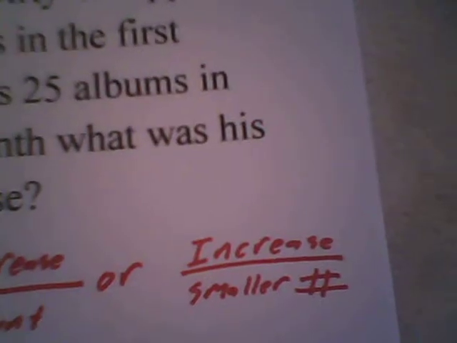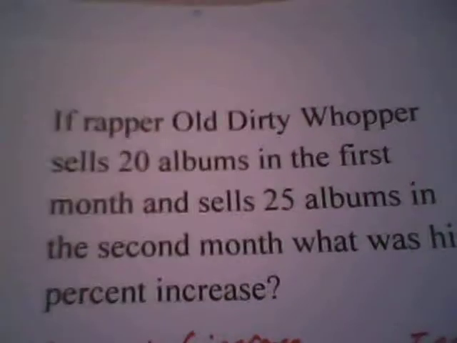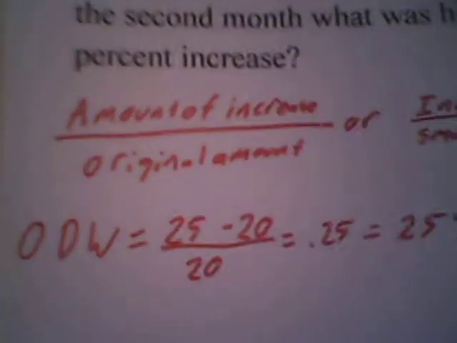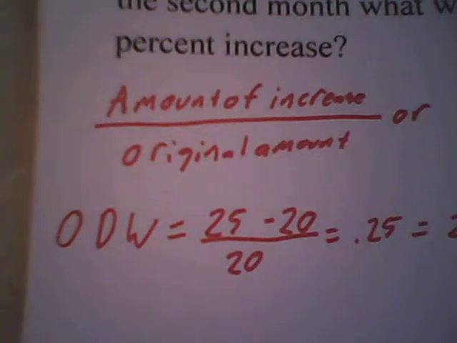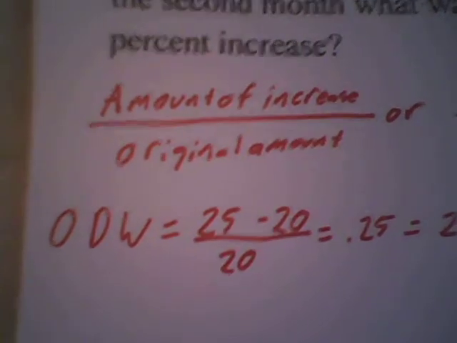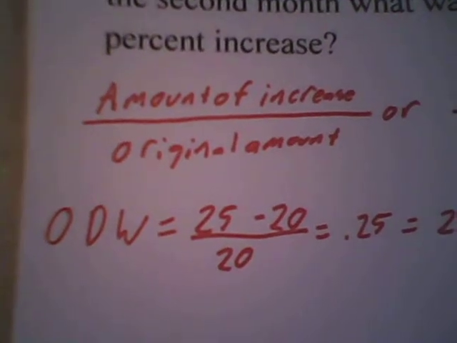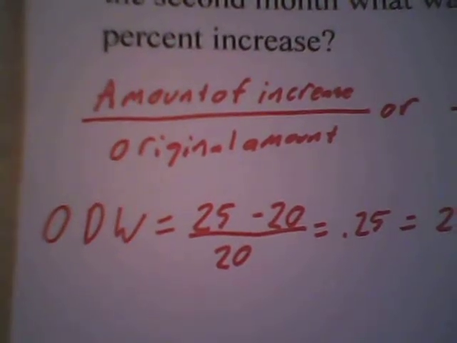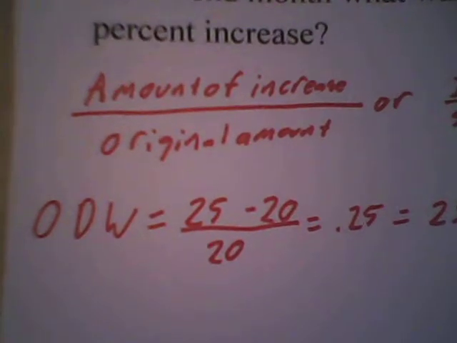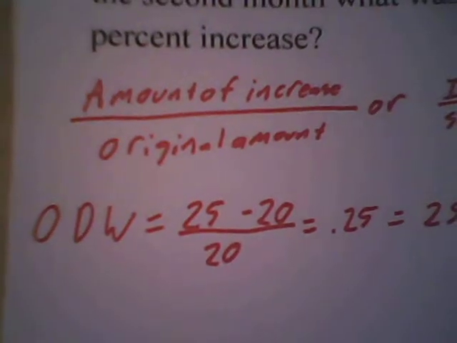So for Old Dirty Whopper, he sold 20 albums in the first month and 25 in the second month. So we're going to find his percent increase. So ODW had 25 albums in the second month. Subtract the 20 albums in the first month. Leaves 5 albums. That's his amount of increase over the original amount, or the smaller number, which is 20. So 5 divided by 20 just leaves 0.25.